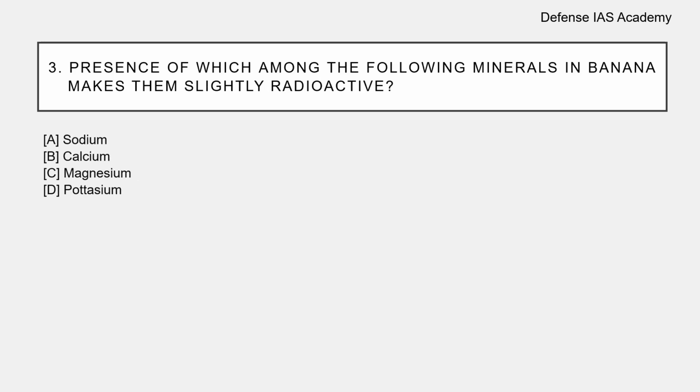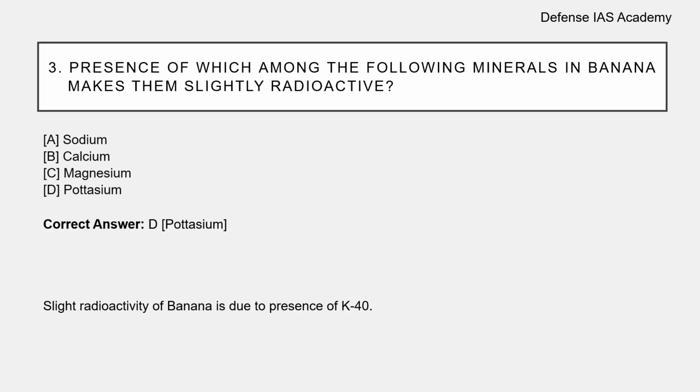Question number 3. Presence of which among the following minerals in banana makes them slightly radioactive? Options are sodium, calcium, magnesium, potassium. The correct answer is option D potassium. Slight radioactivity of banana is due to the presence of K40.